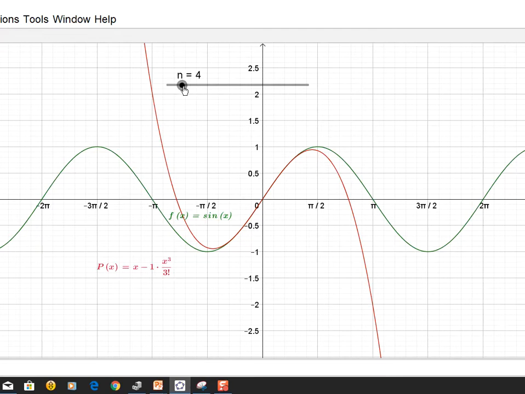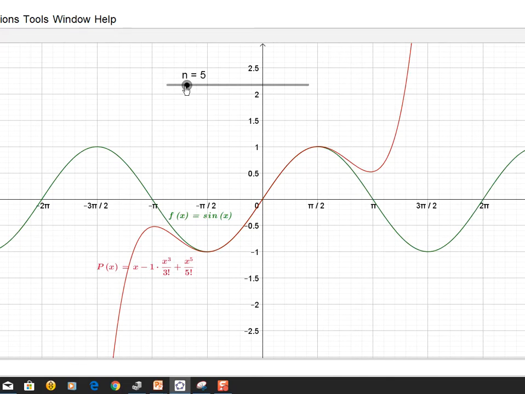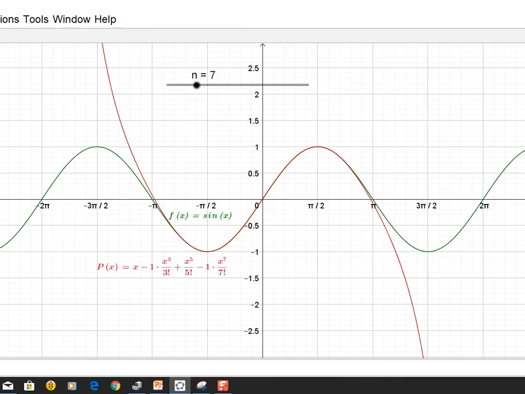There's no power 4, but if we put in power 5, you can see what's happened. And keep going now. You can see that it's the odd powers which add in to this polynomial. The sign is changing each time from positive to negative, so we've got minus x cubed over 3 plus x to the power 5 over 5 minus x to the power 7 over 7. And already we're very close to a function which is correct for one complete cycle of sine.